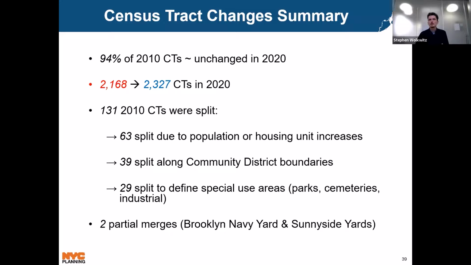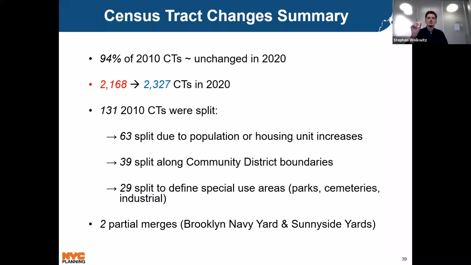39 were split along community district boundaries, so that's the work that we did to build better CDTAs. And then 29 were split to define special use areas, such as parks, cemeteries, and industrial areas that hadn't been separated out before. I know one example of this is Shirley Chisholm State Park along Jamaica Bay, which was split out, and it hadn't been before.